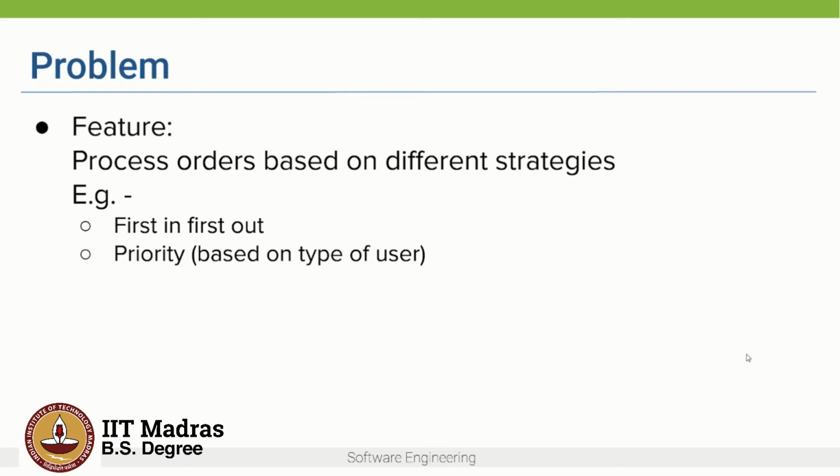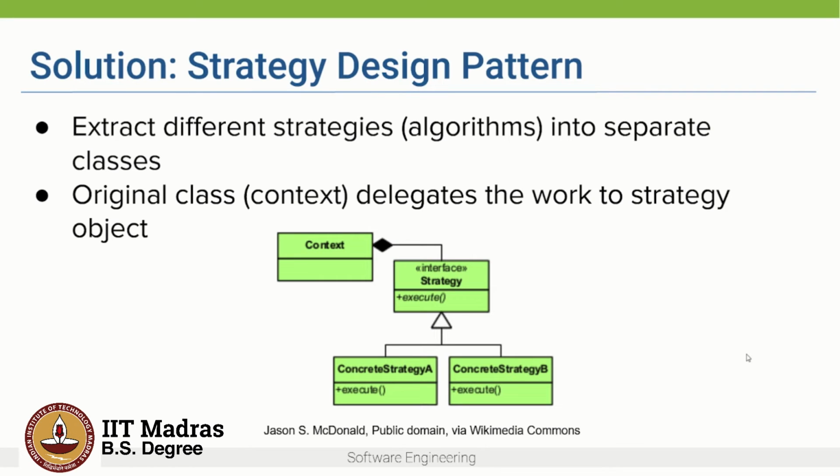So to solve this problem, you can use the strategy design pattern. So in the strategy design pattern, you extract different strategies or algorithms into separate classes. So for example, you can have a priority class, right? And you can have another class which is the first in first out class, right?